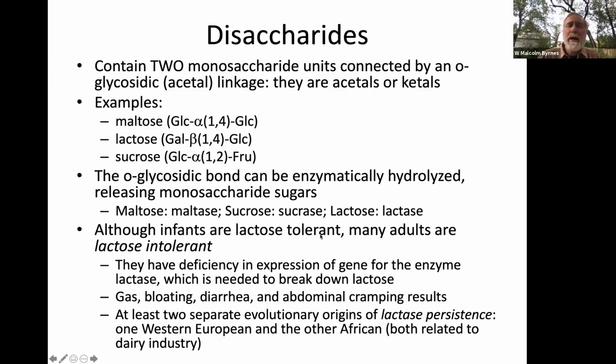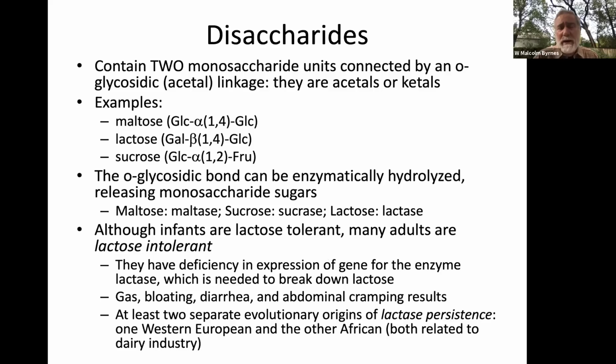Infants are lactose tolerant, but many adults are lactose intolerant. That is, they can't digest lactose. And the reason is because they lack the enzyme lactase. They have a deficiency in the expression of the gene for the enzyme lactase, which is what's needed to break down lactose.